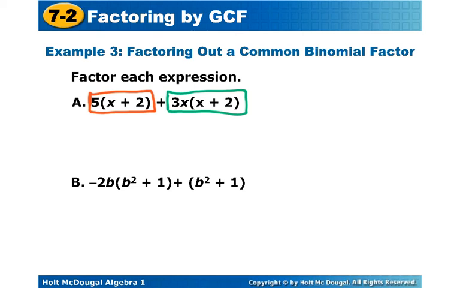Well, if you're saying they're having this common x plus 2, you're correct. Meaning, your GCF in this case is that full binomial. Your GCF is x plus 2, okay? Because it's shared in both of your terms. Since it's shared, you can pull it out. So, that means, just like we were just doing, I'm going to pull out that x plus 2.